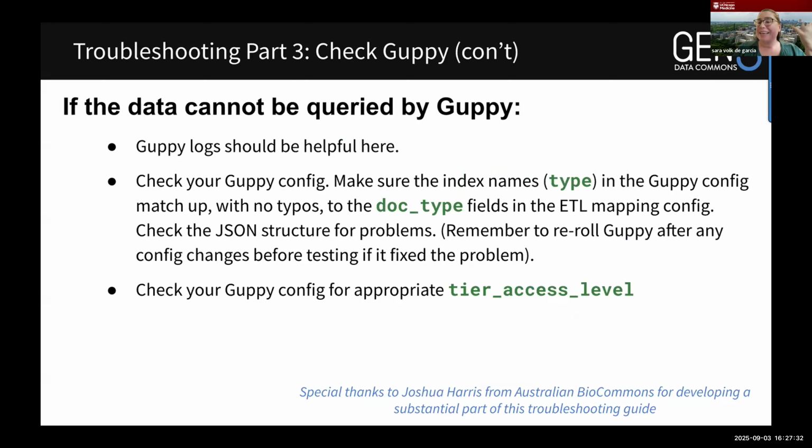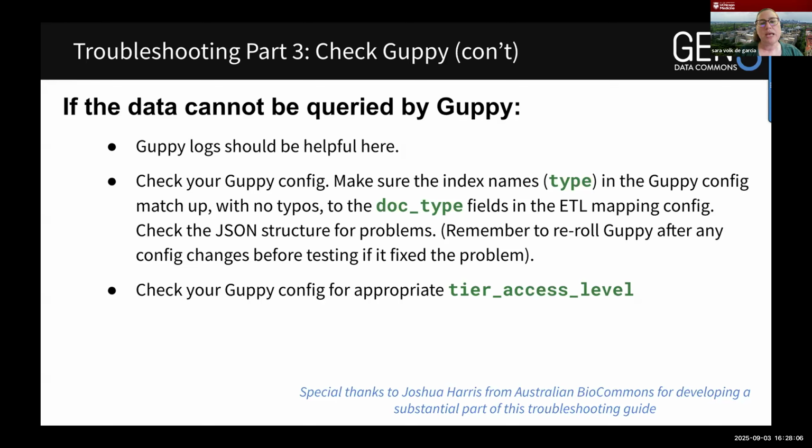If your data can't be queried by Guppy, well, that seems like the problem, right? And so to figure out why not, you can look at your Guppy logs. That should be helpful. Check your Guppy config and make sure that your index names, so that's the type in Guppy, match up to the doc type fields in your ETL mapping. You want to check your JSON structure for problems. Don't forget to re-roll Guppy anytime you make a config change to test if there's something that maybe would fix the problem.